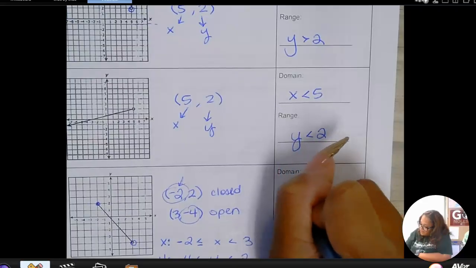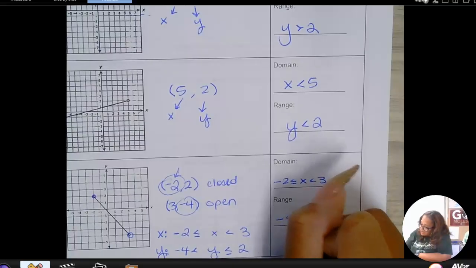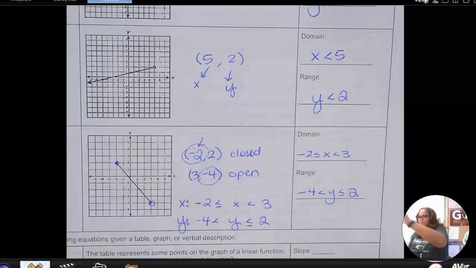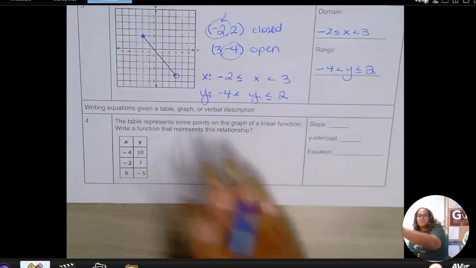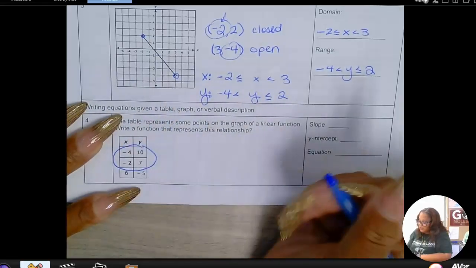So -2 less than or equal to x less than 3. And then -4 less than y less than or equal to 2. Okay? All right, now down here. This one's simple, easy. It goes straight into Desmos. Make your table. Use these first 2 points.